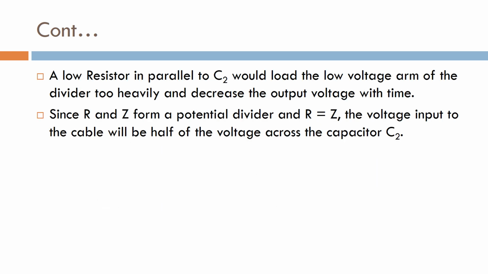A low resistor in parallel to C2 would load the low voltage arm of the divider too heavily and decrease the output voltage with time. Since R and Z form the potential divider and R is equal to Z, the voltage at the input of the cable will be half of the voltage across the capacitor C2.